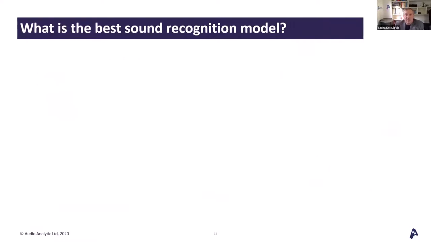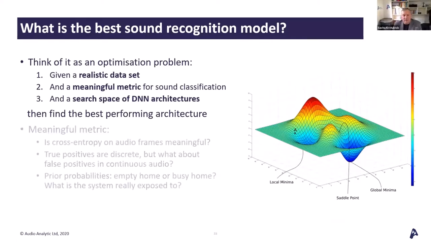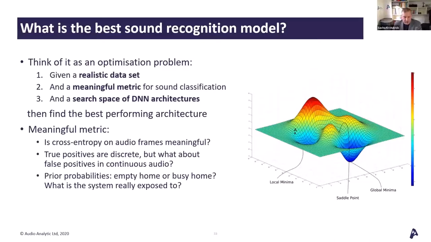So once we have the data, what is the best sound recognition model? Everybody asks, which architecture are you using? So think of it as an optimization problem. Given a realistic data set and a meaningful metric for sound classification, you search the space of DNN architectures, and then you find the best performing architecture. I'm not going to tell you which one is the best for us. It might be different for you, okay?